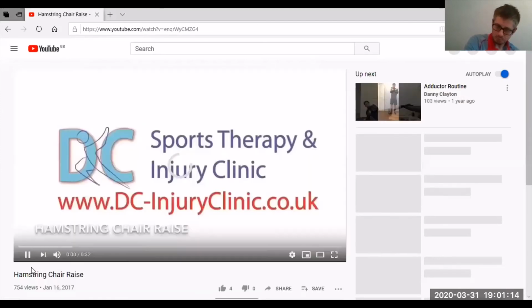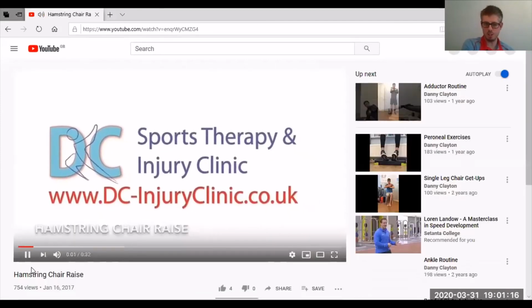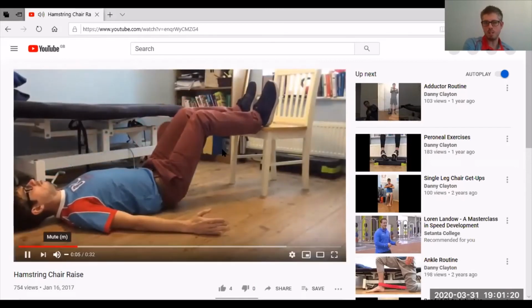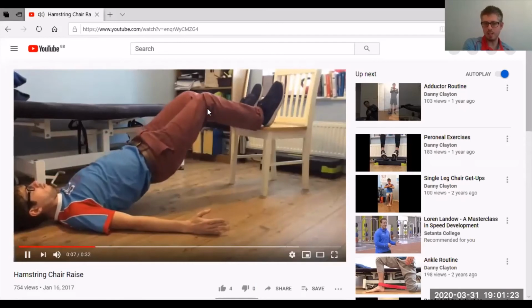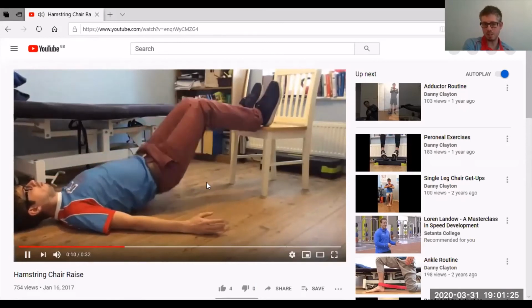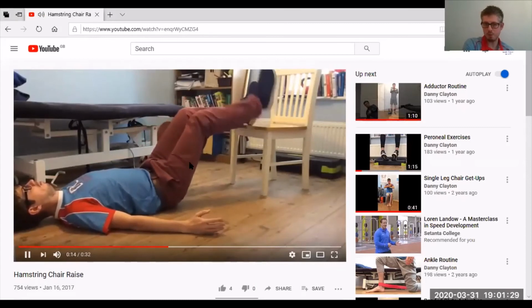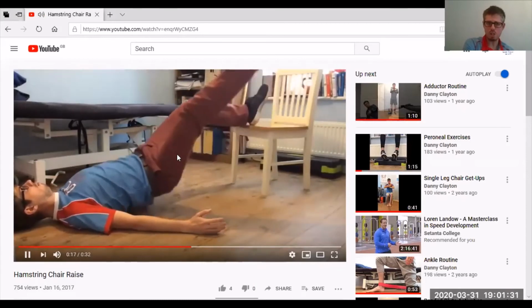So minimal equipment needed again. There's lots of amazing exercises you can do in the gym, but realistically, most rehab is done at home. So really important, similar to what I was just saying about the bridging, the angle of the knee is important. If my backside was any closer to the chair, that would be gluteal dominant. But because we're about 45 degrees away, it's going to be hamstring dominant.